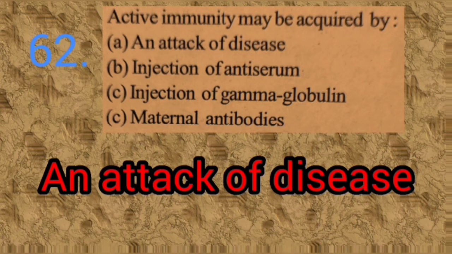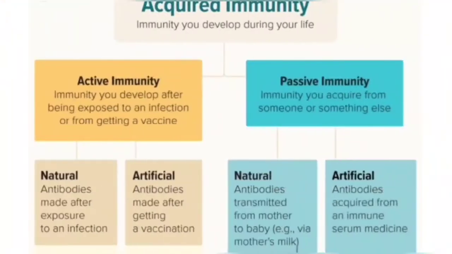Active immunity may be acquired by an attack of disease. Acquired immunity means immunity you developed during your life. Immunity you develop during your life is called acquired immunity.